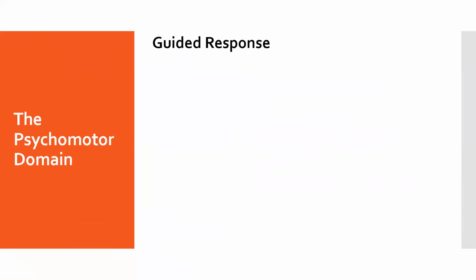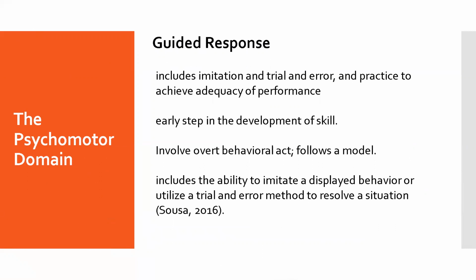The third level, guided response. This includes imitation and trial and error and practice to achieve adequacy of performance. This also refers to an early step in the development of the skill, involves an overt behavioral act, and actually involves a model, wherein the individual follows a model. This level includes the ability to imitate a displayed behavior or utilize a trial and error method to resolve a situation.